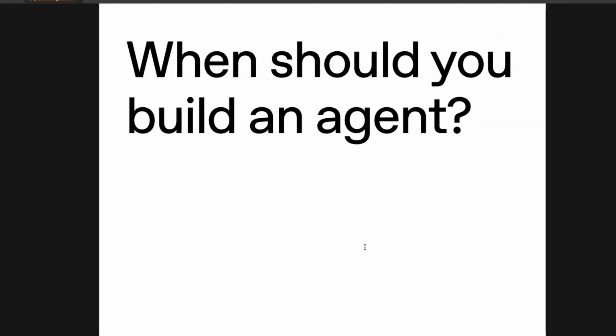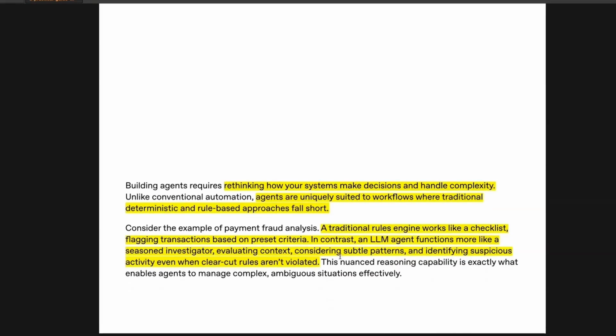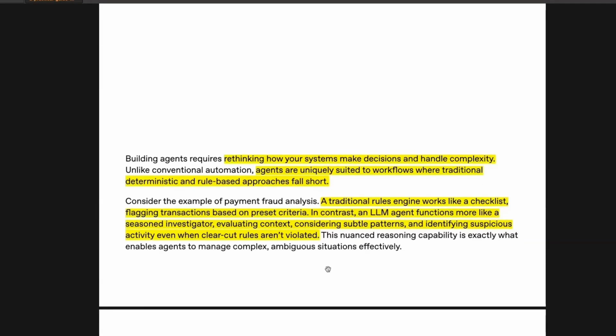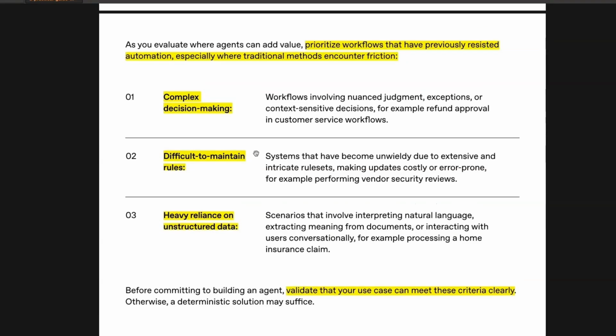The most important question is, when should you build an agent? And as I said before, not every LLM-based solution requires an agentic use case. You can actually solve a lot of problems by just building normal rule-based decision-making solutions. Now, in order to figure out whether you need an agentic solution for a given problem, OpenAI recommends looking at 3 different core requirements.